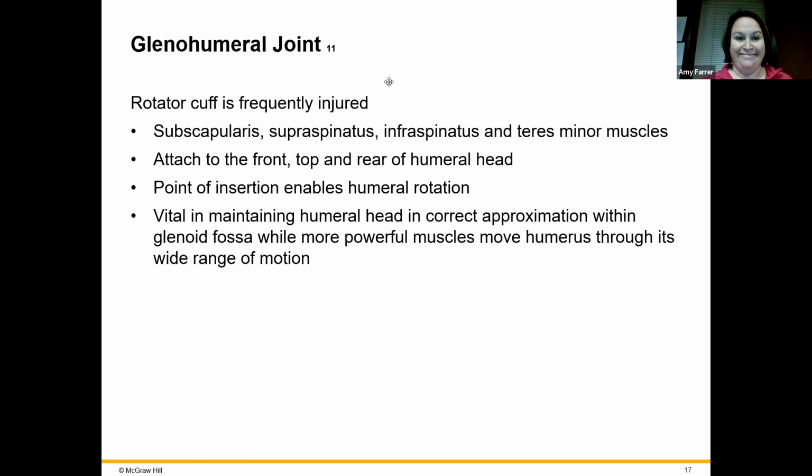So here we go. We talked a little bit about the shoulder itself based on its structure being frequently injured.